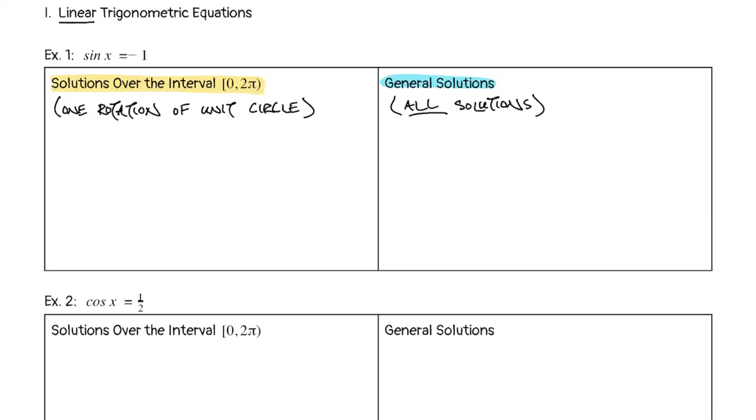So it says sine of x equals -1. So if you were to look at your unit circle, what should you look for to find the value of x that makes this true? Anybody have any ideas around that? Mm-hmm.